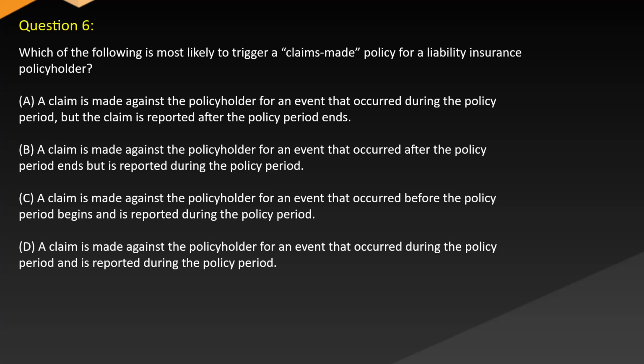Question 6. Which of the following is most likely to trigger a claims-made policy for a liability insurance policyholder? A. A claim is made against the policyholder for an event that occurred during the policy period, but the claim is reported after the policy period ends. B. A claim is made against the policyholder for an event that occurred after the policy period ends but is reported during the policy period. C. A claim is made against the policyholder for an event that occurred before the policy period begins and is reported during the policy period. D. A claim is made against the policyholder for an event that occurred during the policy period and is reported during the policy period.